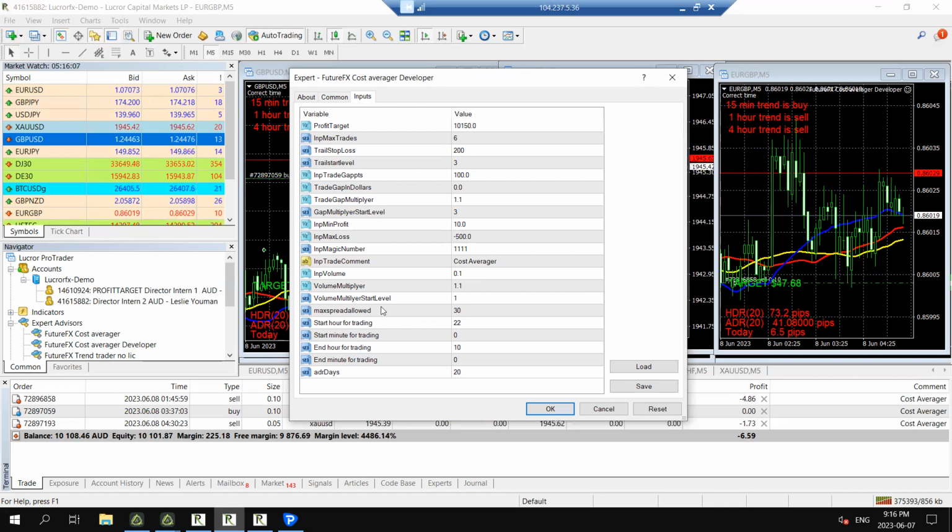Maximum spread allowed, that's like any spread filter. 30 will be enough for basically all Forex pairs, except maybe some of the exotics.